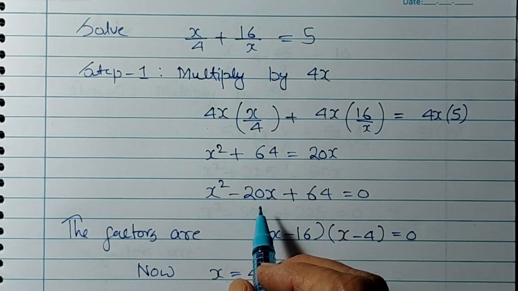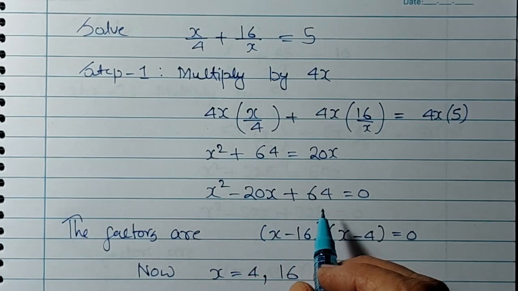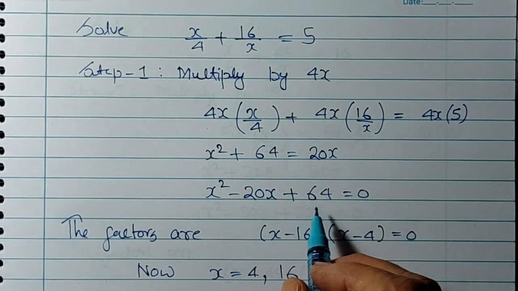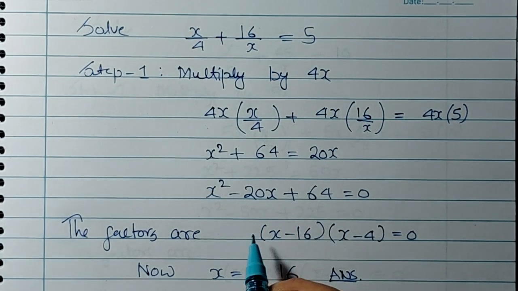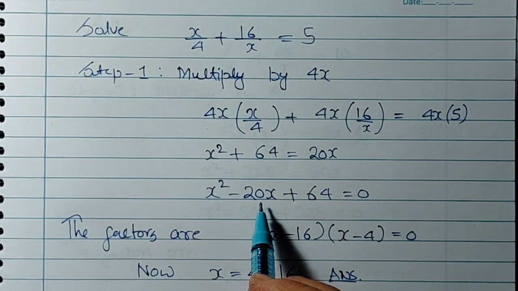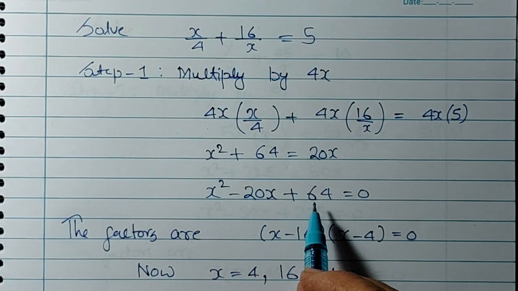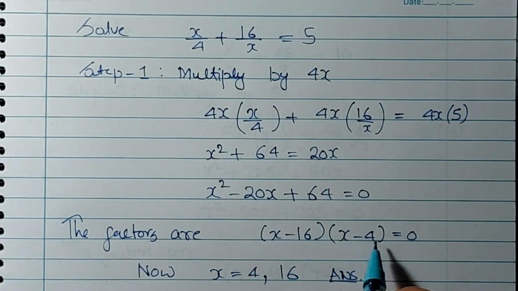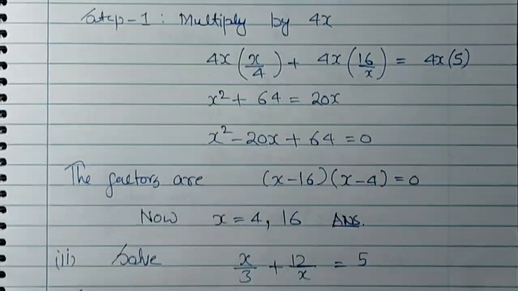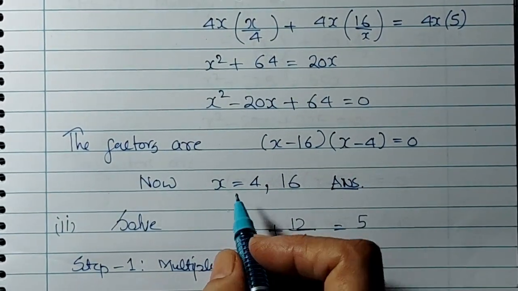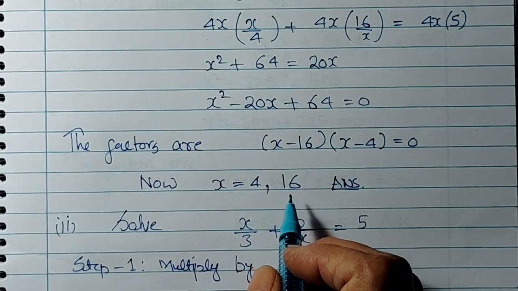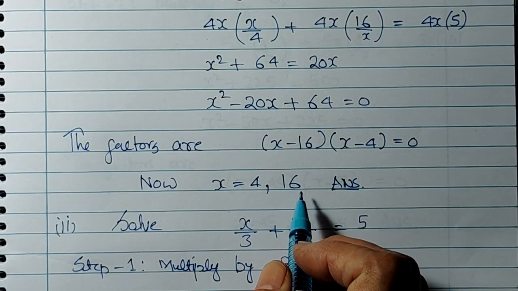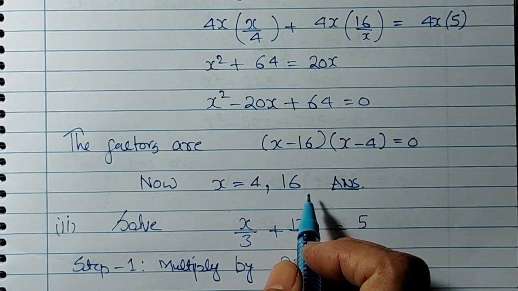We'll break 20x in such a way that if we add the numbers we get 20, and if we multiply the numbers we get 64. So it is 16 and 4. If we add 16 and 4 we get 20, and if we multiply 16 with 4 we get 64. So the factors are (x - 16)(x - 4). Now x is equal to 4 or x is equal to 16. These are the two values of x we have found.